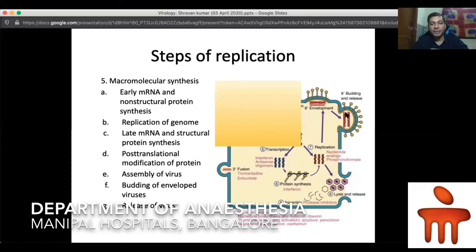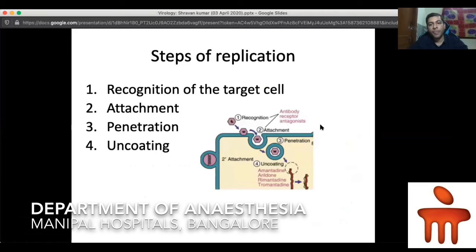Enveloped viruses lyse the cell only in the presence of adverse conditions. They generally do not lyse the host cell. Based on the understanding of the steps of replication, again, there is a basis for the understanding of the serology and the understanding of the antivirals.